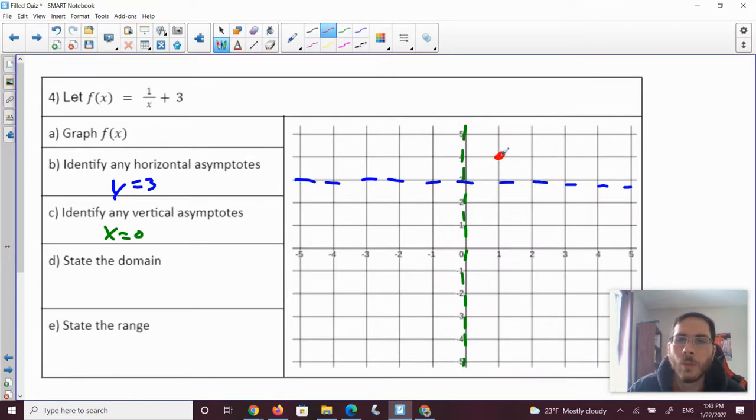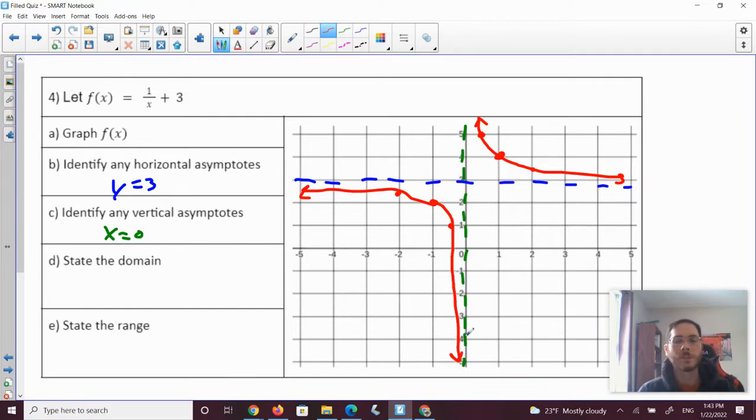So we want to pass through 1 and 1, since there's no vertical stretch. 2.5, so there's no vertical stretch. 1/2 and 2, no vertical stretch. And there we go. Again, we want to be accurate this time, because it does say graph, it doesn't say sketch. So we do want to make sure that we get the curve right.